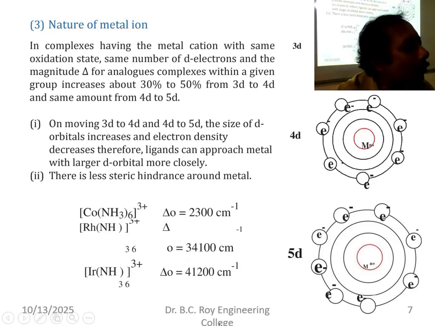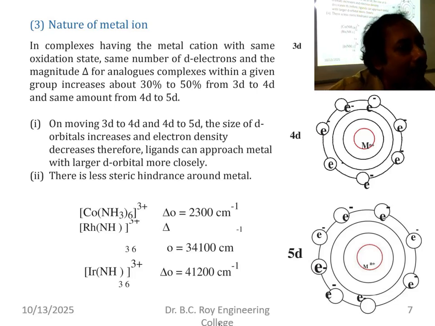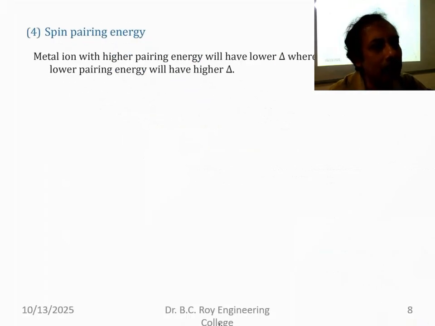It is increasing. Why? Because you have poor screening effect. As a result, the interactive force in the outermost shell is higher. So you have a stronger interaction, and you are getting stronger splitting. More the interaction, more the splitting, naturally. So nature of metal ion also matters. Is the example clear? You will get all these things in the canvas also.